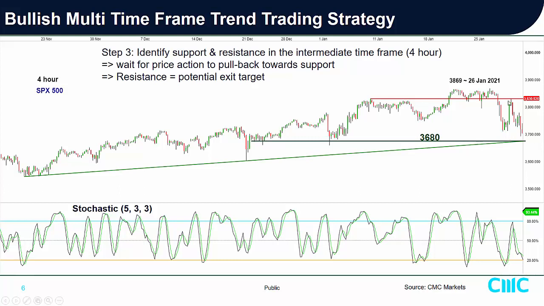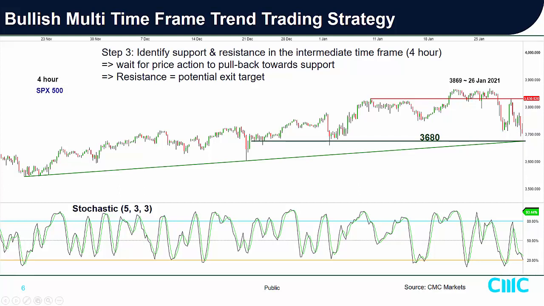the next key step is to identify the resistance level as well on the 4-hour chart, and this resistance level will be the intermediate resistance taken from this last swing high here. You could see this last swing high prior to this pullback taking shape. So where does it stop? It actually stopped at the previous congestion zone.